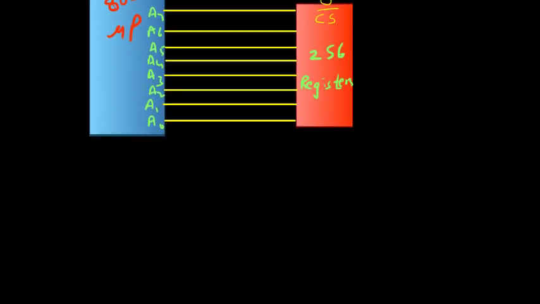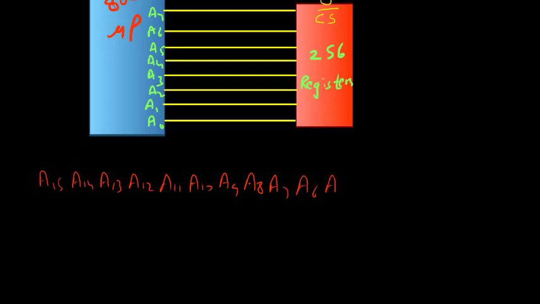I will write all the address lines first, starting from A15 in reverse, A15, then 14, 13, 12, 11, 10, 9, and so on. We need to specify what combinations they can take. The lower address lines from A0 to A7 are connected to the 256 registers, so they can have any combination from all zeros to all ones.